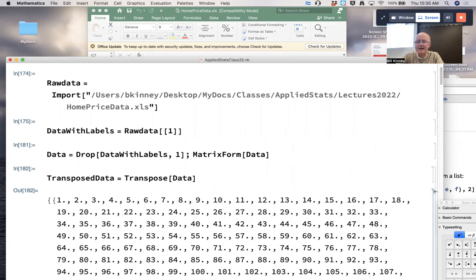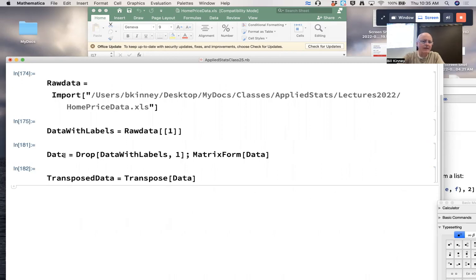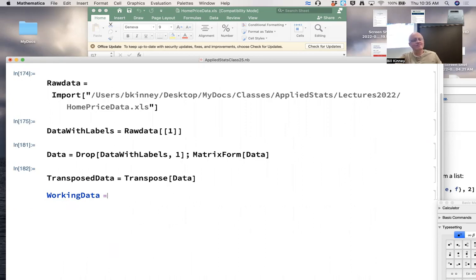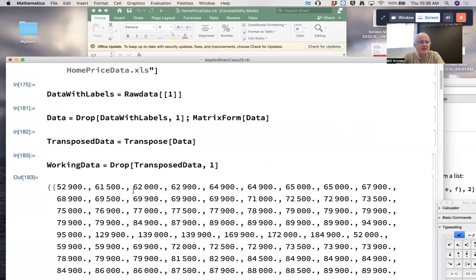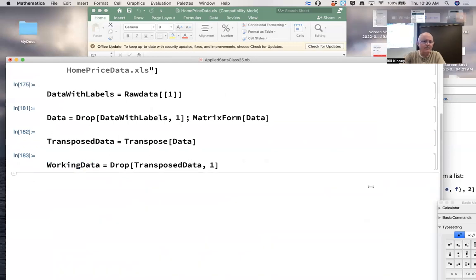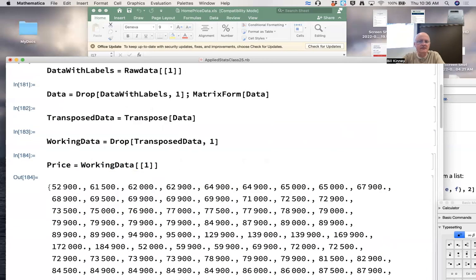And now I think if I call it working data, if I get rid of that first list with Drop again, then it would be just the numbers. Now that's just the prices and the square footages and stuff. Yeah, now, okay, this is good. So I can now do price is working data 1. Those are just the prices.